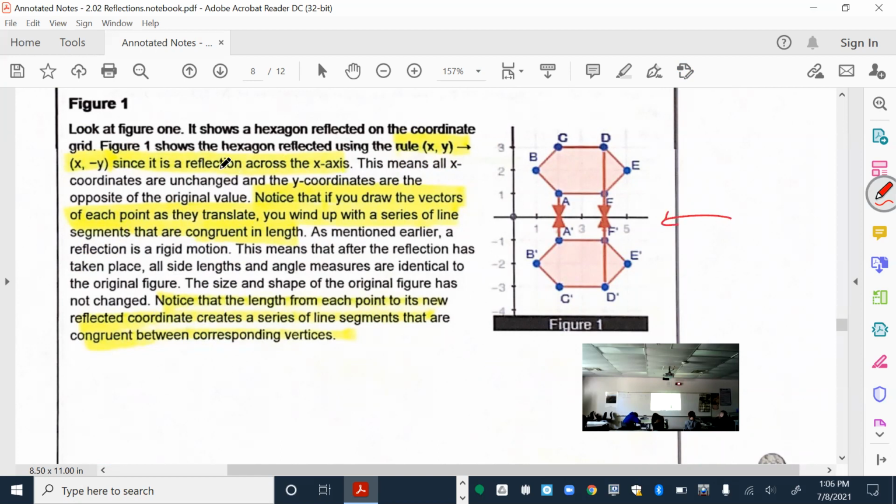So all the x coordinates do not change. Only the y coordinates change value, and that becomes negative, which we've already kind of talked about. But here it is illustrated with some vectors. All right, you'll see that they end up being the same distance away from the line of reflection. So A is 1 spot away from the line of reflection. D is 3 spots away, so D prime is also 3 spots away from the x-axis.